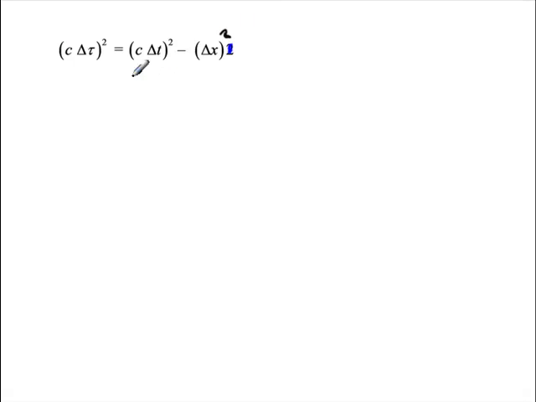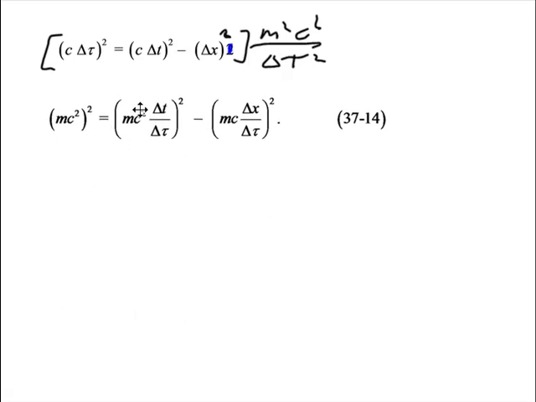Alright, I'm going to take this metric equation, I'm going to divide everything by delta tau squared, and I'm going to multiply everything through by mc squared. No, m squared c squared. So I'm going to multiply everything by m squared c squared over delta tau squared. And that's going to give me this result.